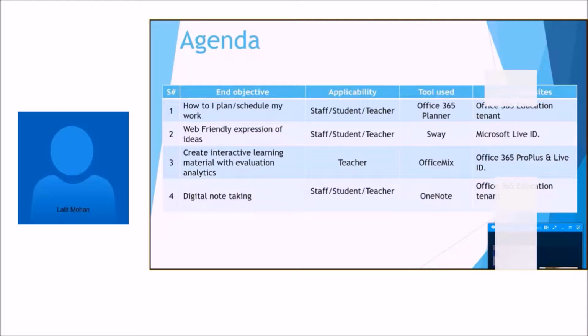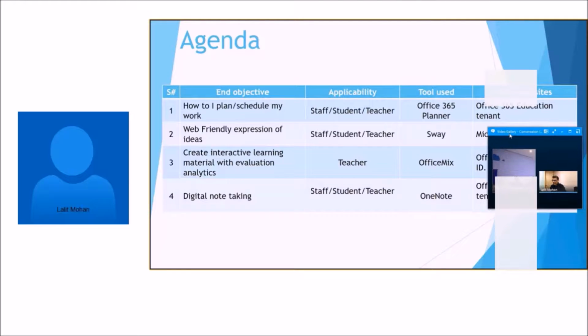Number 2 activity, the web-friendly expression, we will use Sway. So I will show you how easily and quickly anybody, even a primary school student, can use and make a Sway, and how impressive it can be. All that it needs is a Microsoft Live ID. And I hope everybody of you have a Live ID.